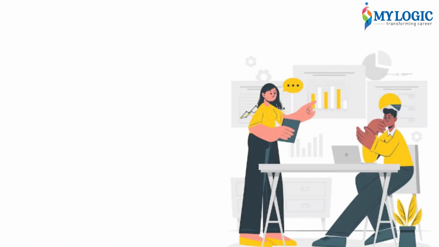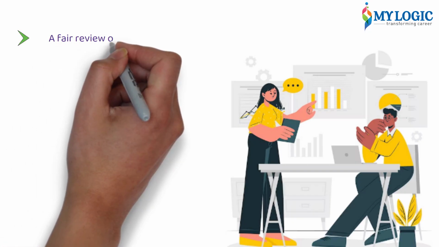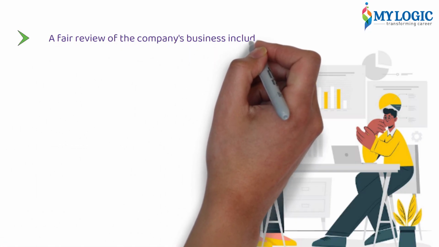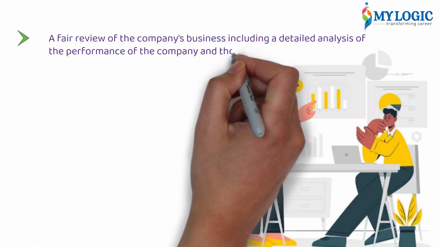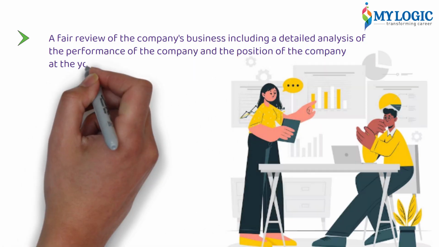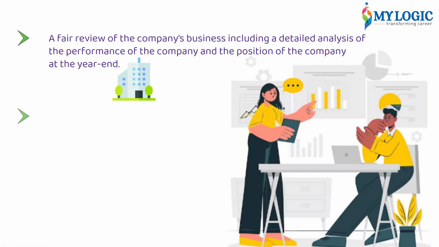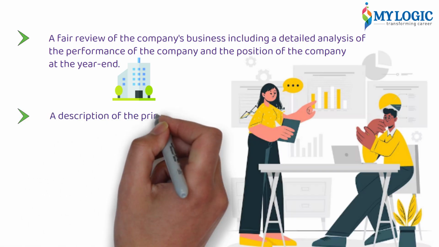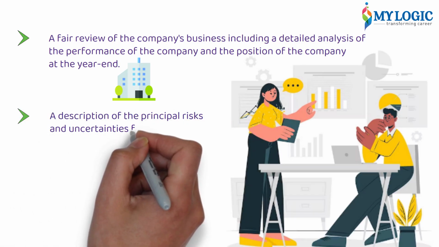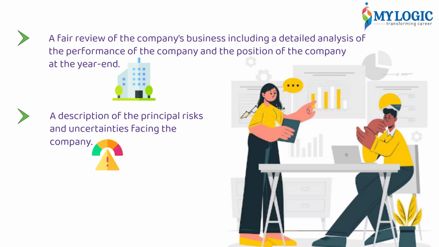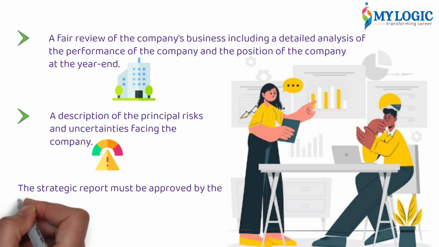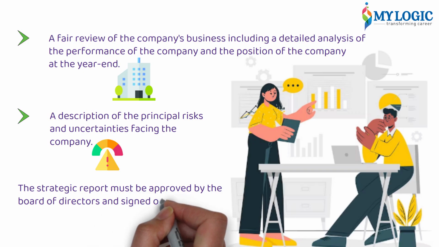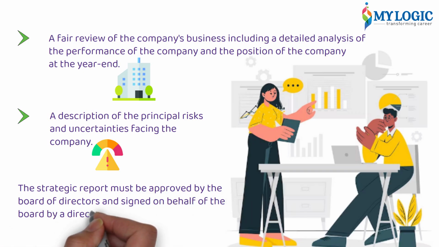The strategic report must contain a fair review of the company's business, including a detailed analysis of the performance of the company and the position of the company at the year end, and a description of the principal risks and uncertainties facing the company. The strategic report must be approved by the Board of Directors and signed on behalf of the Board by a Director or Secretary.